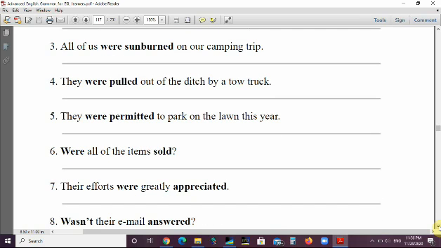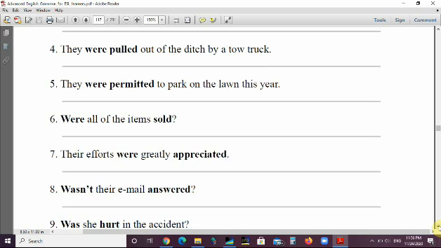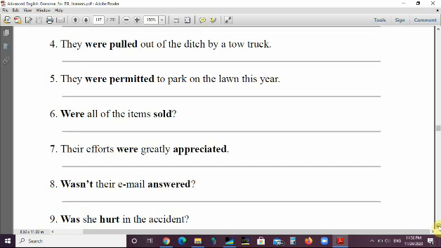Were all of the items sold? We can ask it with did, we can put get, but get is not a question word. So did all the items get sold, and so on.